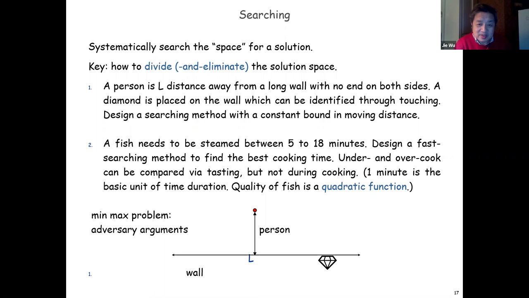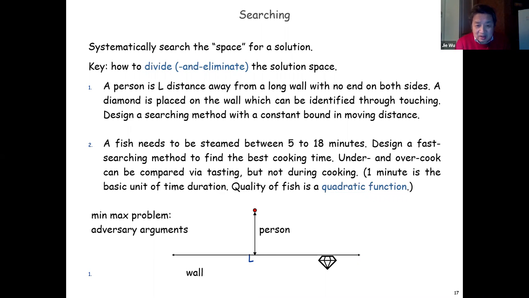The first problem is a person facing a wall at a distance L. Along the long wall, left and right, there is a diamond. Unfortunately, you cannot see it by eye. You have to touch it with your hand. Once you are near the wall, you can touch the wall and feel if there's a diamond or not. Just imagine you're like a blind person.